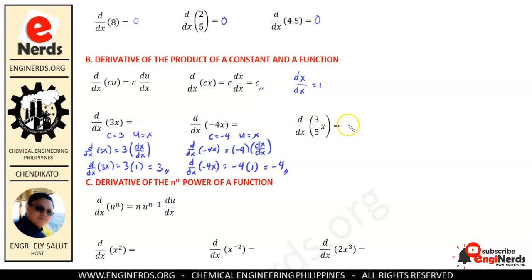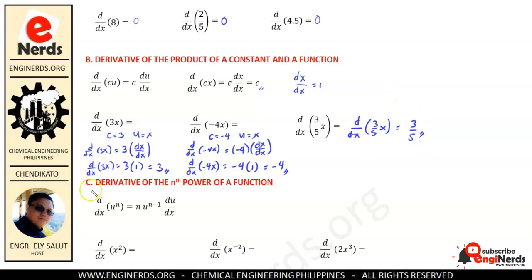So, that means in here, meron tayong derivative of 3 over 5 x. So, that means this will be equal to 3 over 5. Okay, so we have to take note of that because what we'll have here is dx over dx. So, may iwan dito is yung 3 over 5.